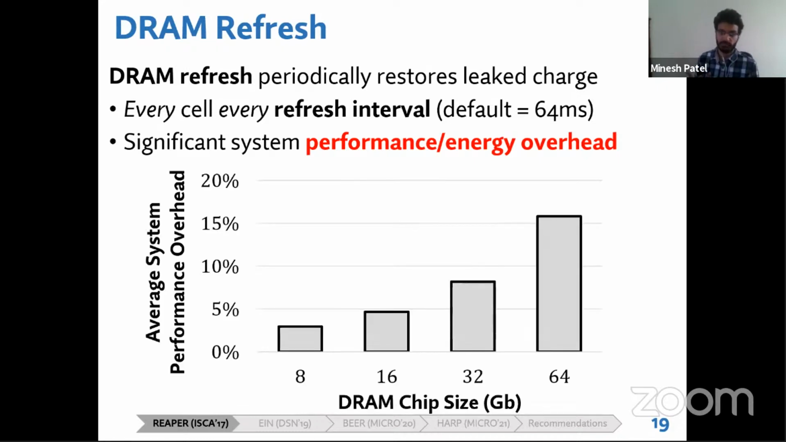So here's some data from our evaluations to illustrate this. The y-axis here shows the average system performance overhead incurred for DRAM chips of different sizes along the x-axis. And we see that this performance penalty is significant, especially for larger DRAM chips, which have more cells that need refreshing, especially for chips approximately 64 gigabits and larger that we may expect to see in the future.